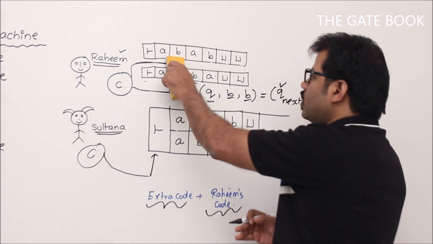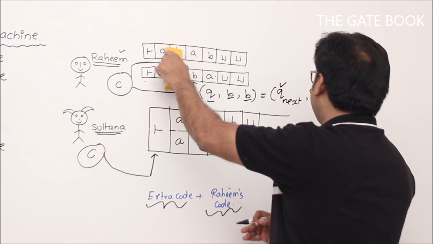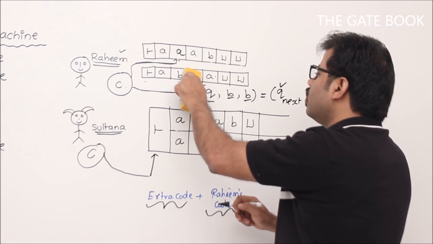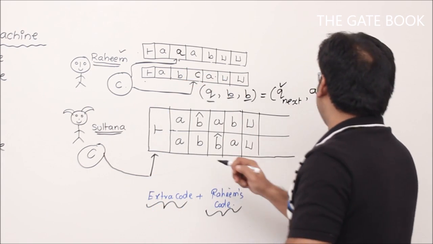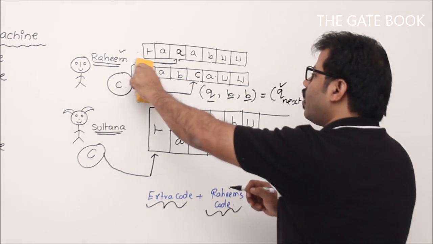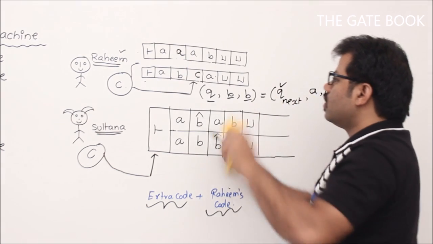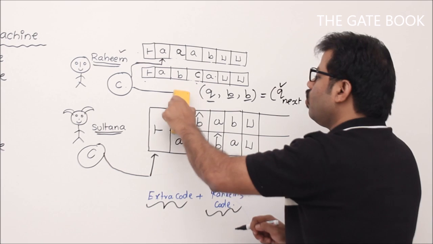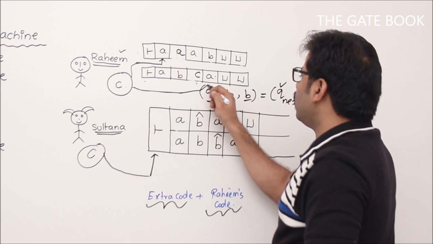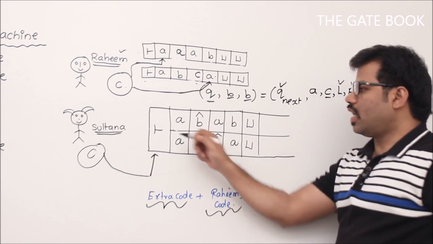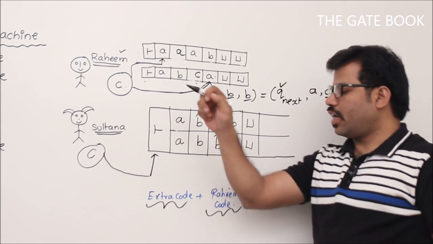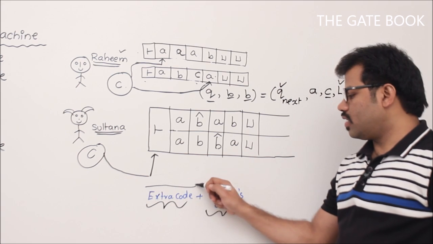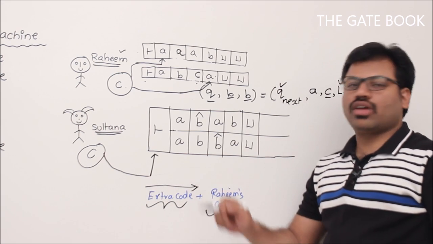First of all, we'll see what Rahim is going to achieve. So Rahim is going to achieve like this. B will become A, correct? This B will become C. After that, he moved the first pointer to left, the second pointer to right. Right means like this. Then he will challenge Sultana: Sultana, can you achieve the same with your Turing machine? Then Sultana says yes, I can achieve it by extra code.